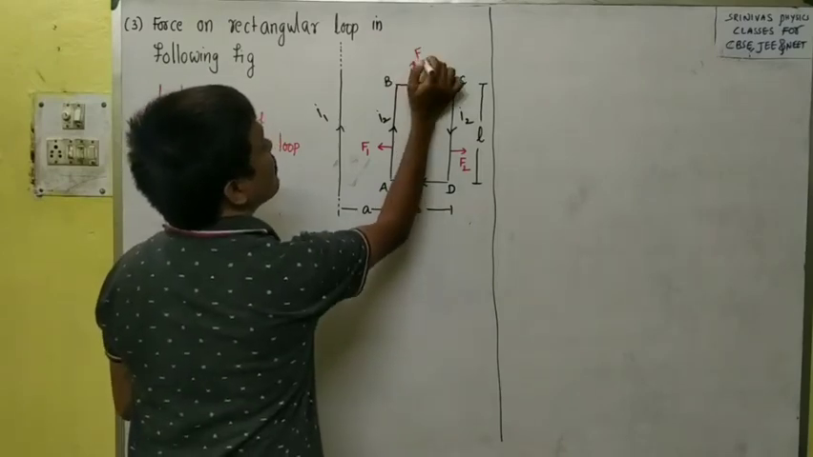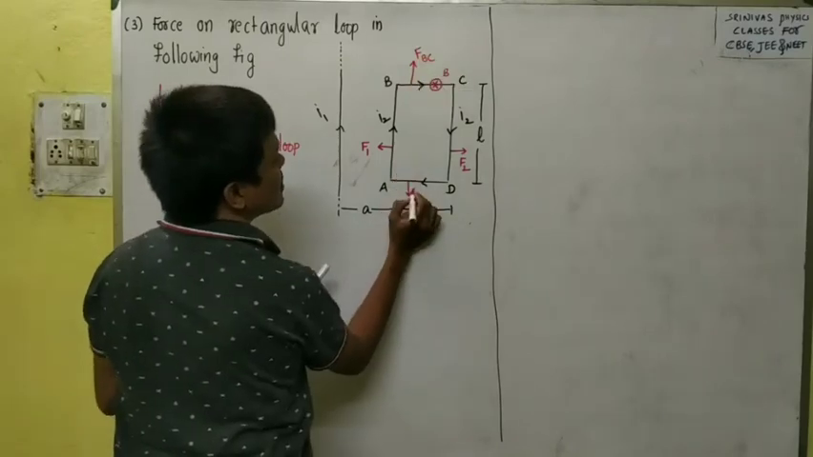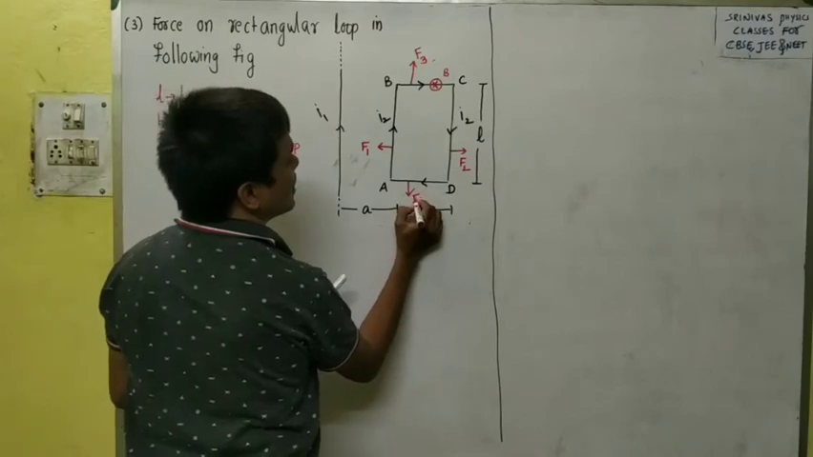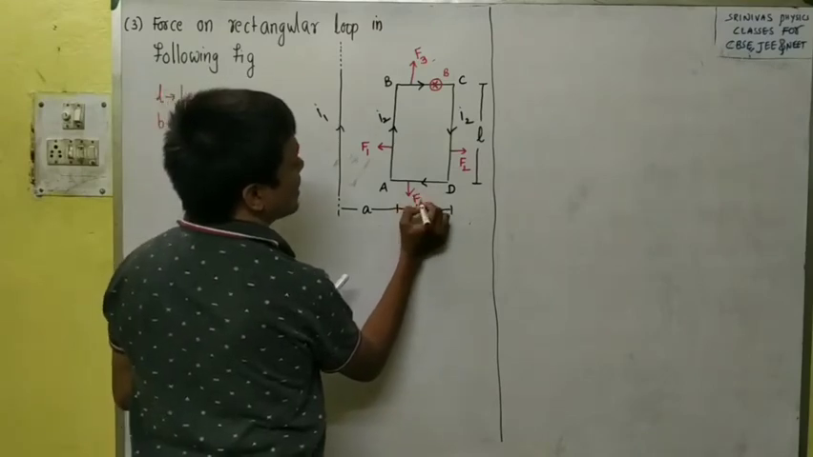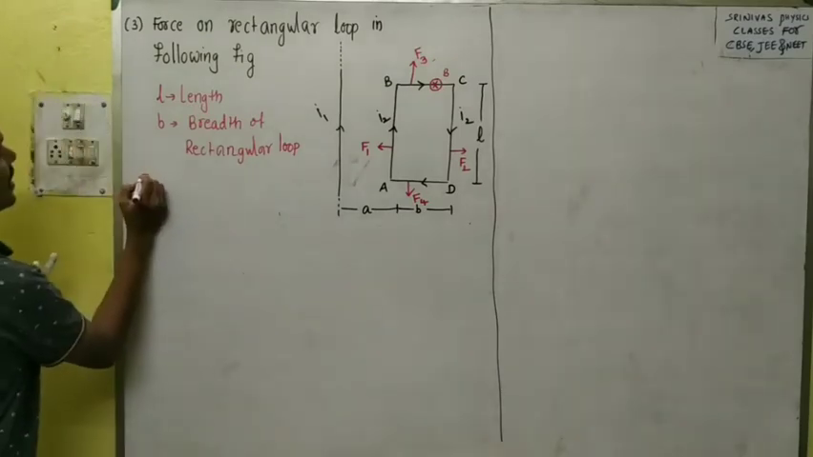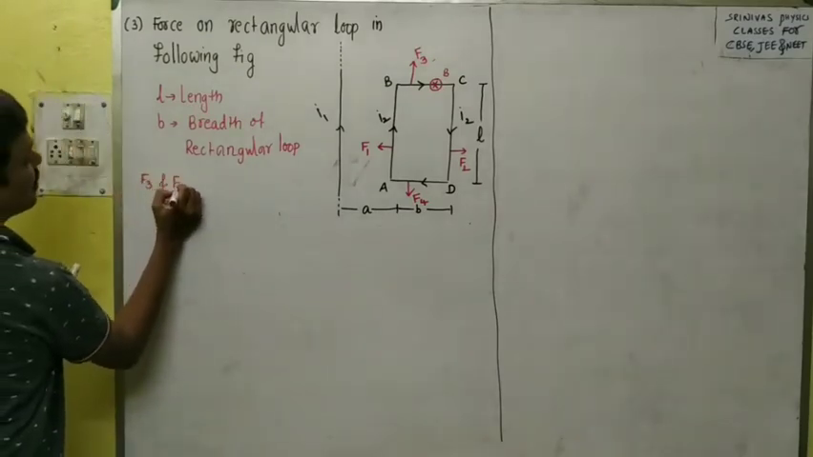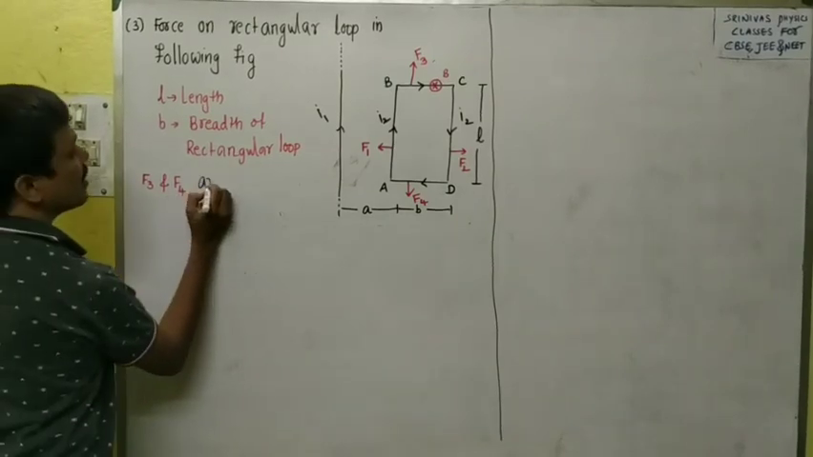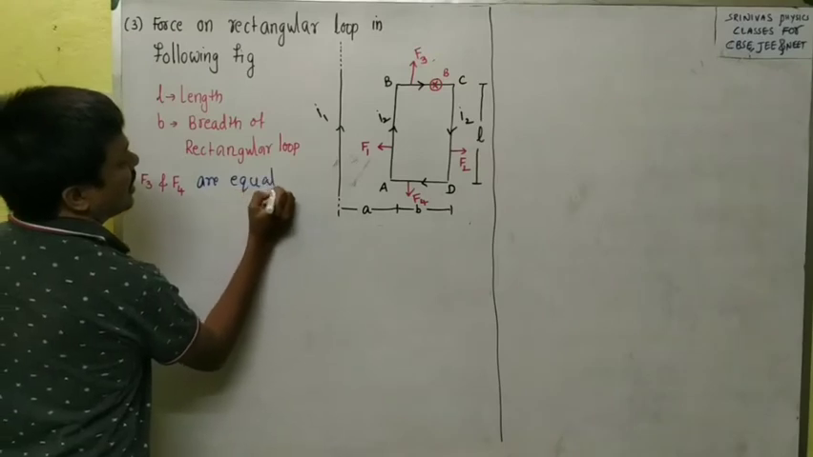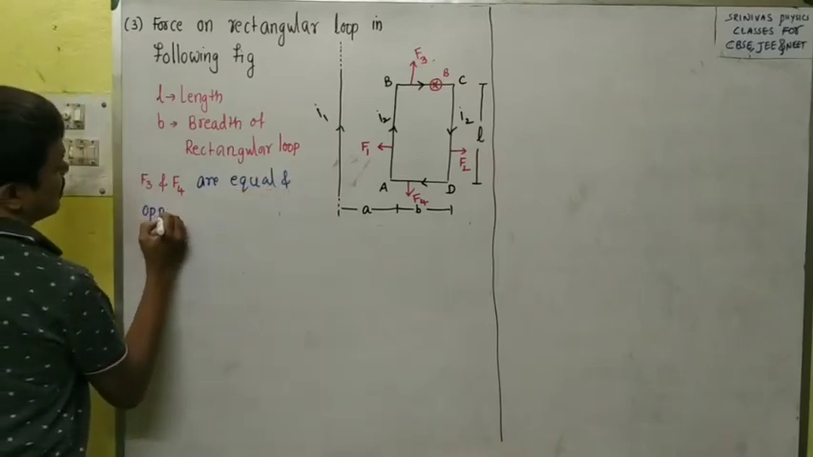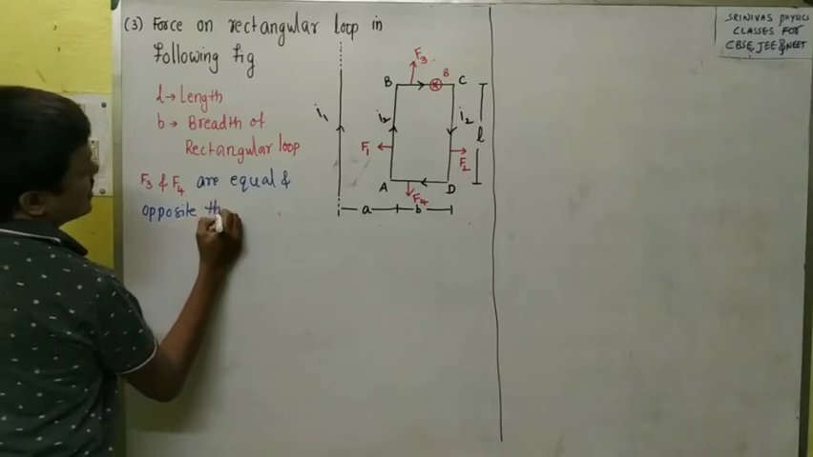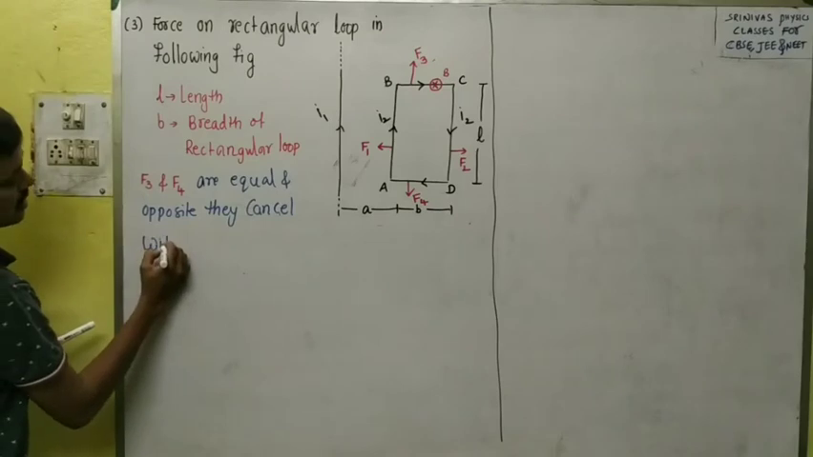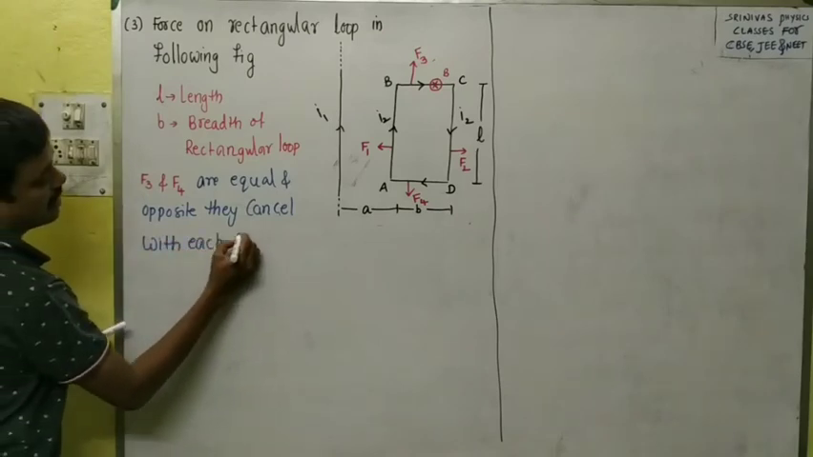Force on the BC loop we can take as F3, and force on the AD loop we will take as F4. F3 and F4 are equal and opposite. They cancel each other.